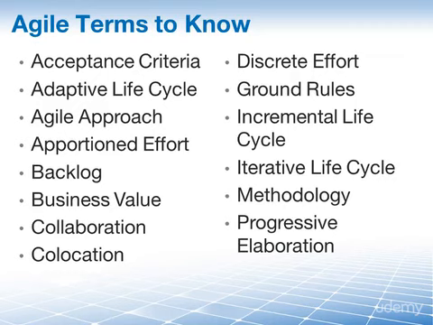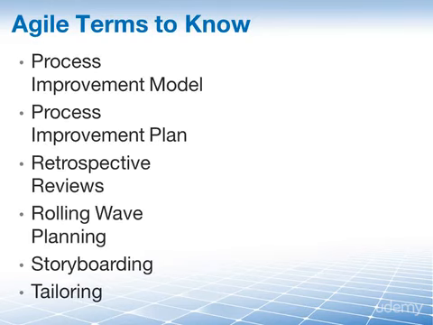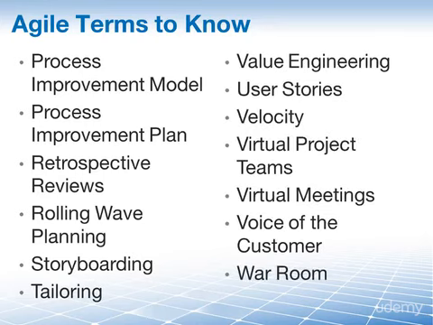But wait, that's not all of them. There are more. We also have the process improvement model and the process improvement plan, retrospective reviews, rolling wave planning, storyboarding, tailoring, value engineering, user stories, velocity, virtual project teams, virtual meetings, the voice of the customer, as well as the war room. Again, these are terms associated with Agile that you can find in the PMBOK guide.